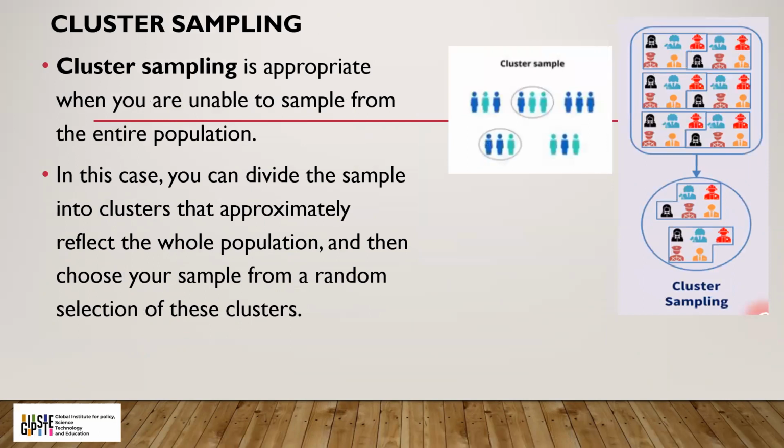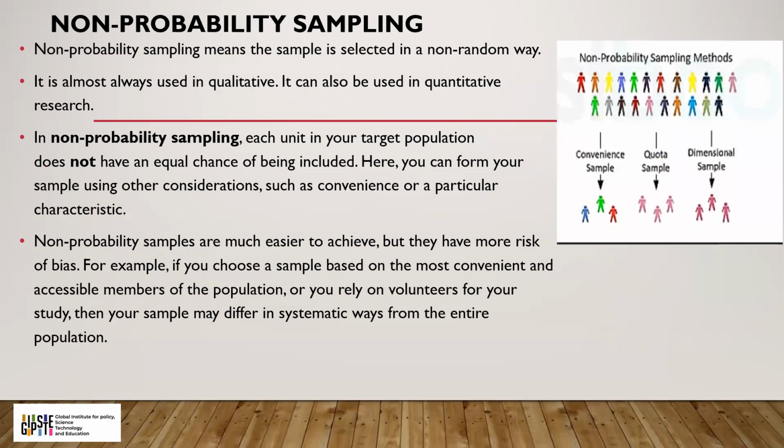You have the cluster. Cluster sampling is appropriate when you are unable to sample from the entire population. In this case, you can divide a sample into clusters that approximately reflect the whole population and then choose a sample from the random selection of these clusters. So you form the cluster and you choose the cluster that you want to work with, okay? So you have 1, 2, 3, 4, 5 clusters. Then you choose any, maybe probably you choose 2, to work with. Very important.